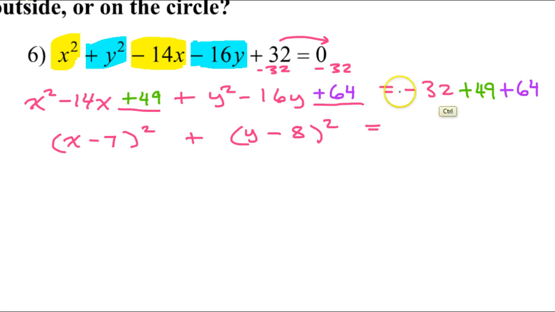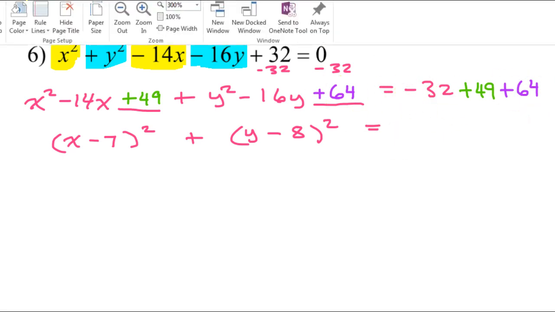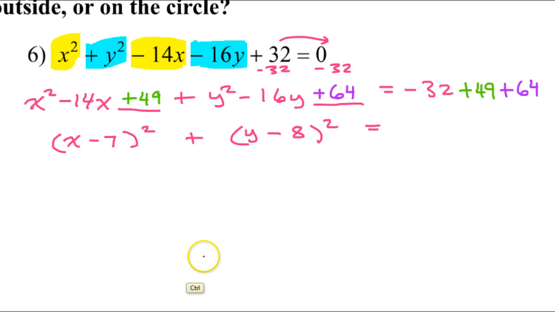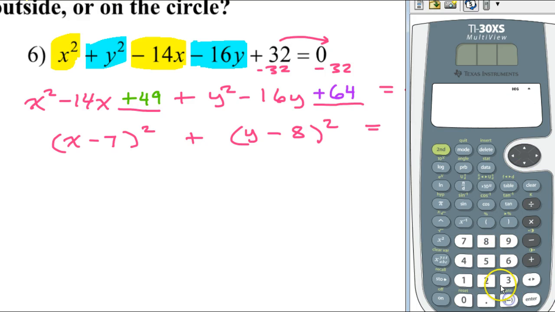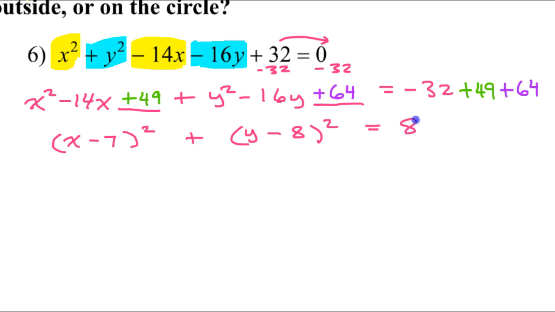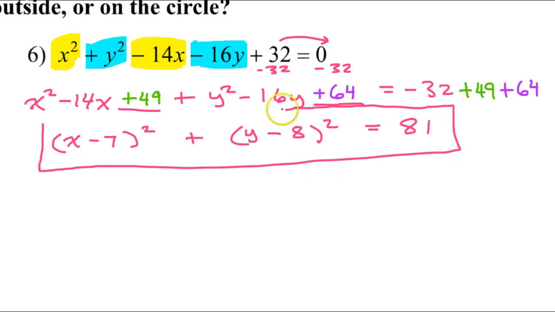Okay, so now I just need to add up these three numbers, and that'll tell me what to put right there. So I've got negative 32 plus 49 plus 64. Okay, that turns out to be 81. So that means I have 81 right now. And in fact, that is the standard form equation of the circle, so that part is now done.